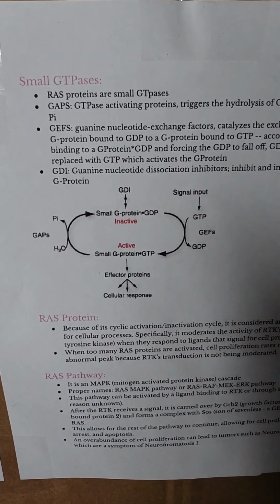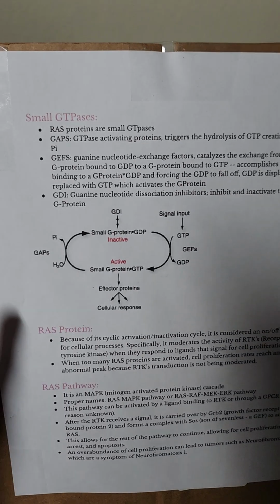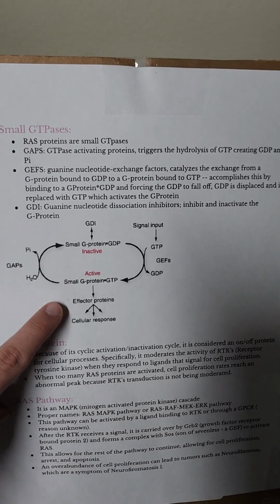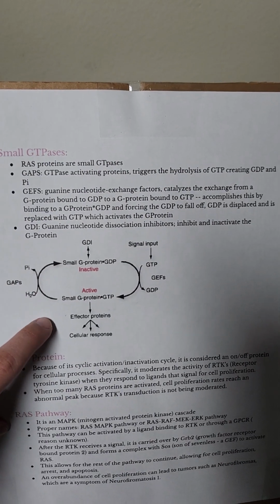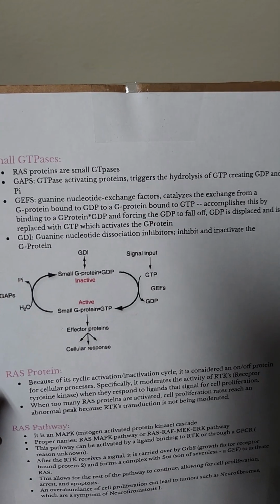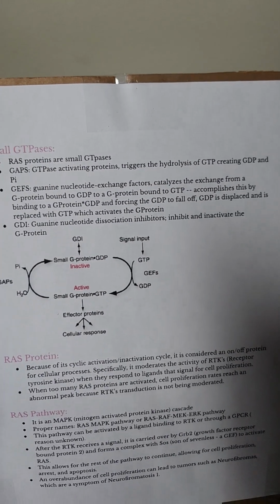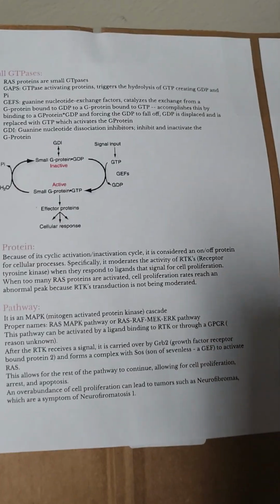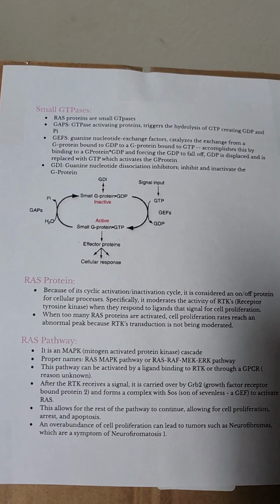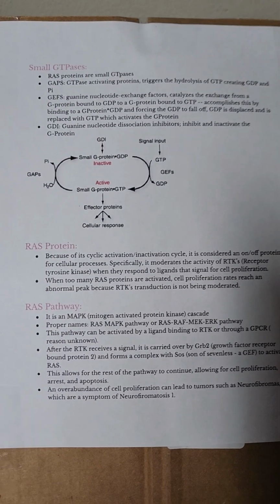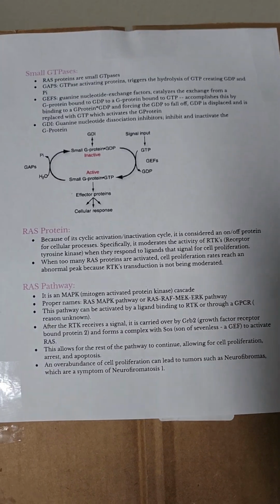But neurofibromin, it is a GAP. It is a GTPase activating protein, which means it hydrolyzes GTP, and it inactivates the protein, and it inactivates RAS in this case. Which is super important because that means that it regulates the amount of signals that RAS can send out, kind of.